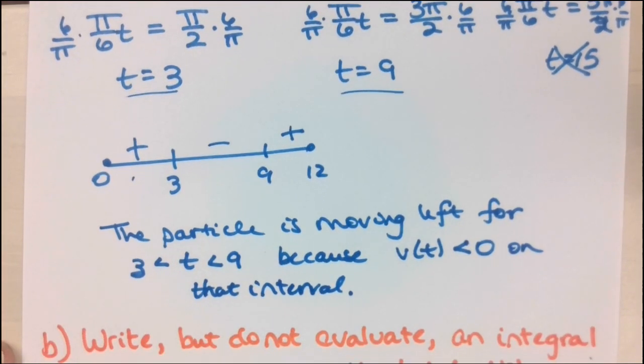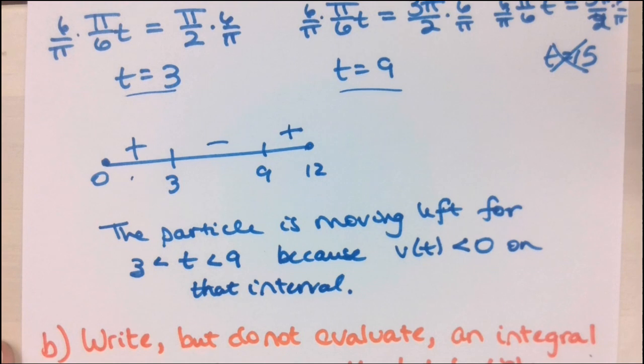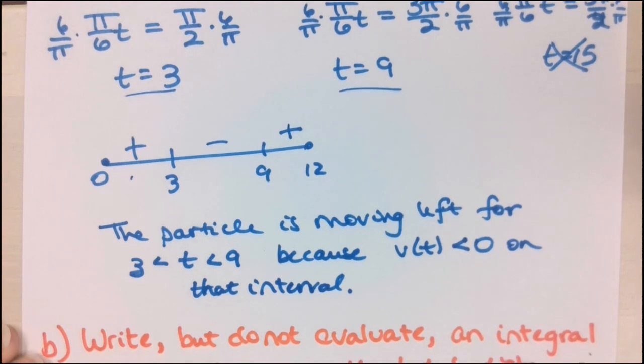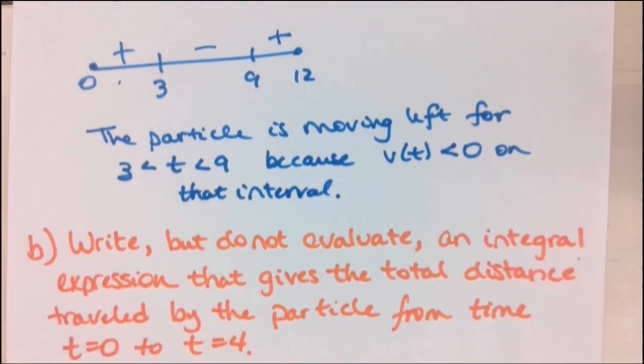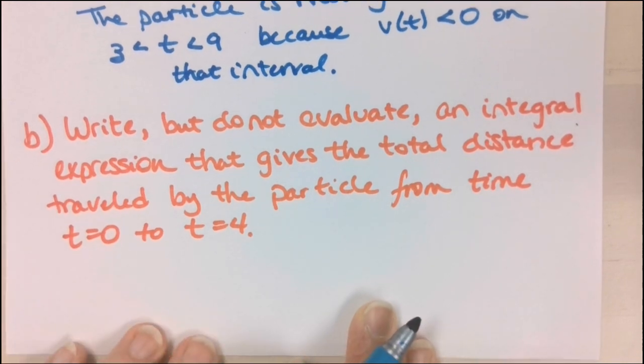Oops, sorry. There we go. Now you can see the rest of it. The particle is moving left for t between 3 and 9 because v of t is less than 0 on that interval. All right, let's look at the next question.